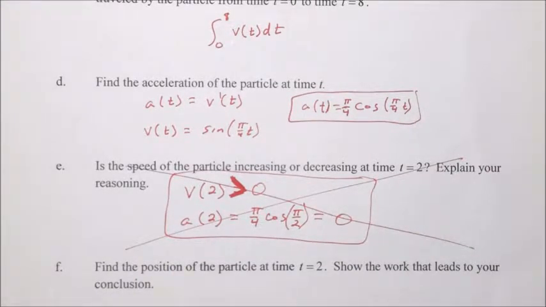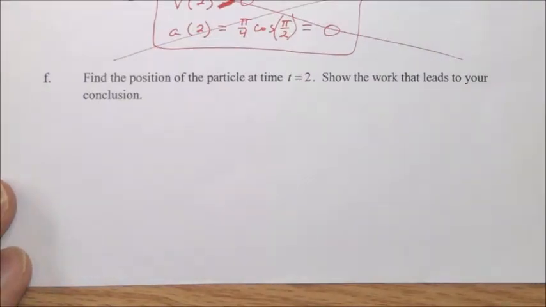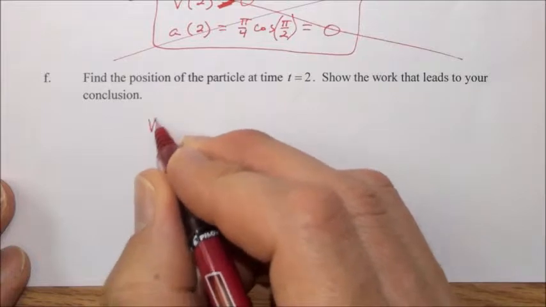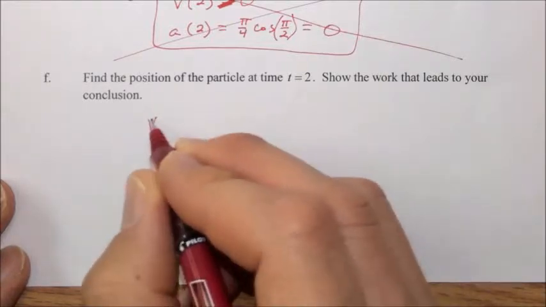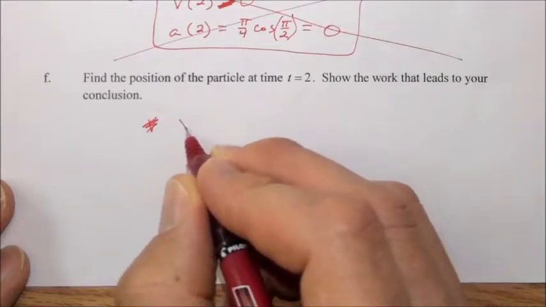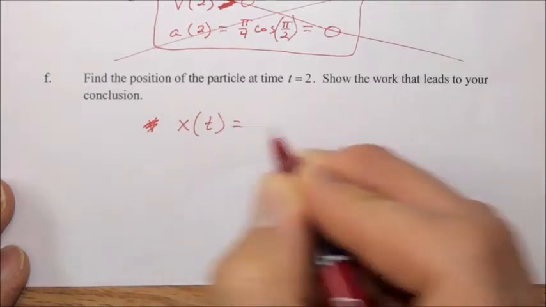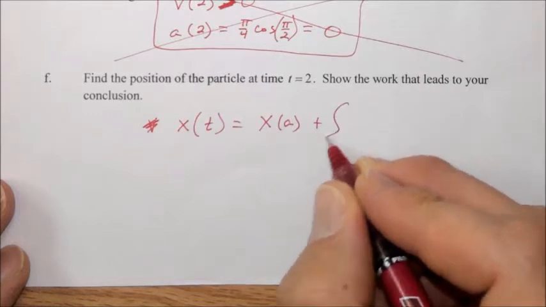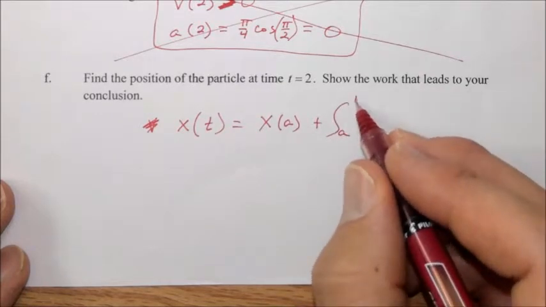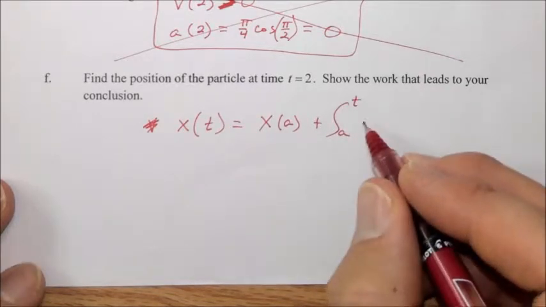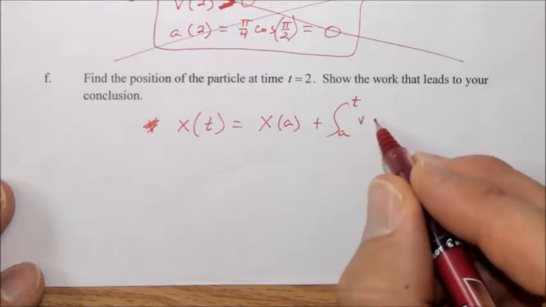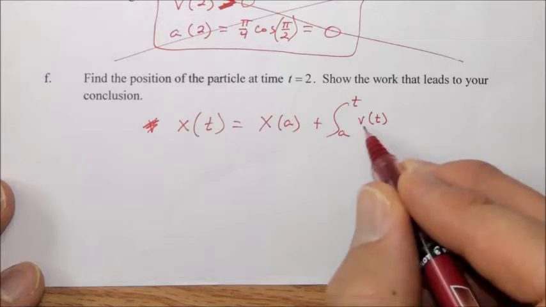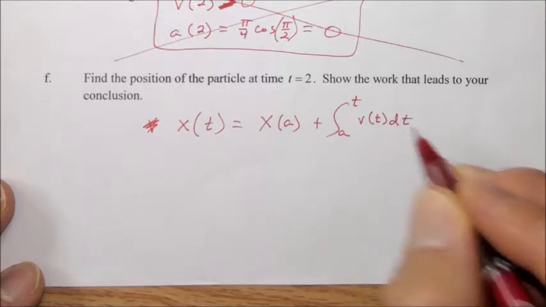And if we do so, find the position of the particle at time t equals 2. Okay, so the position, that's our x of t. So x of t is equal to an initial position, x of a, plus the integral from a until whenever, t value, of our change in position. And our change in position is our net distance, so that's our velocity in the integrand.